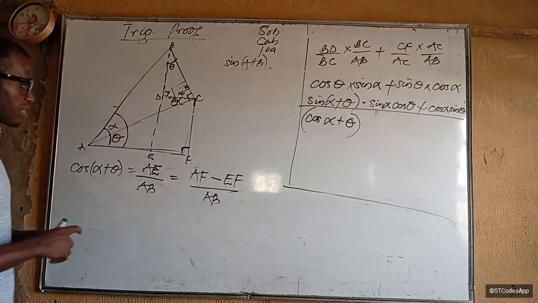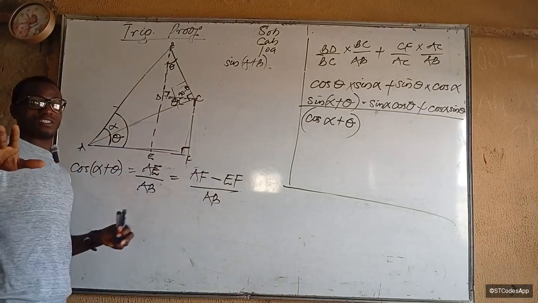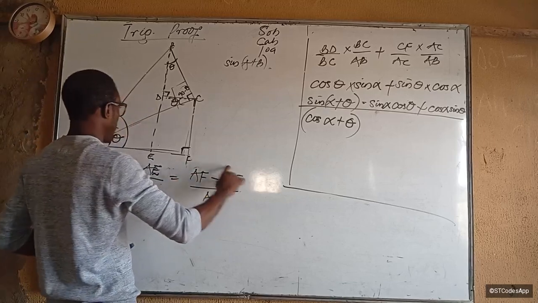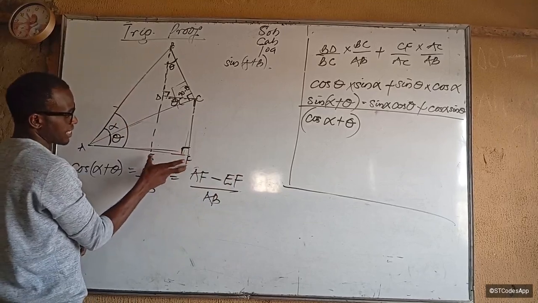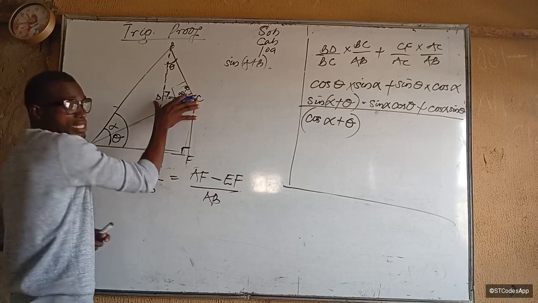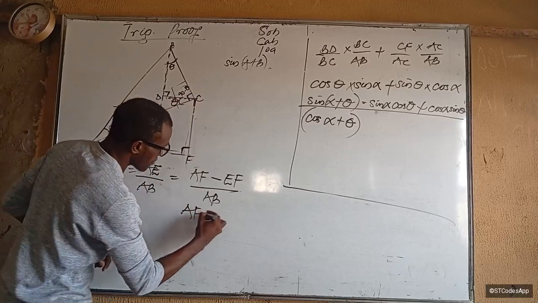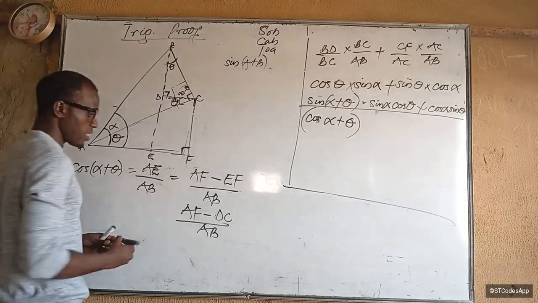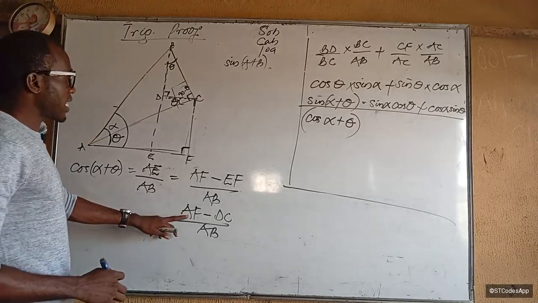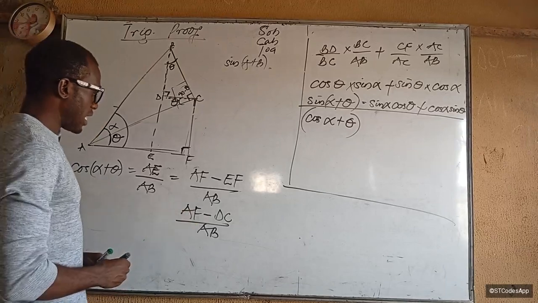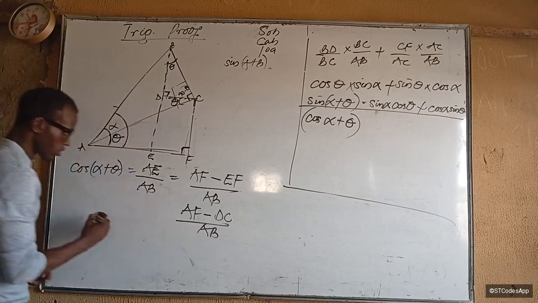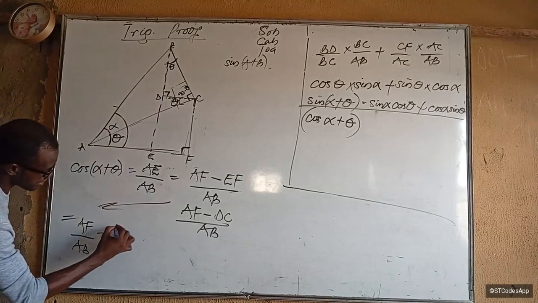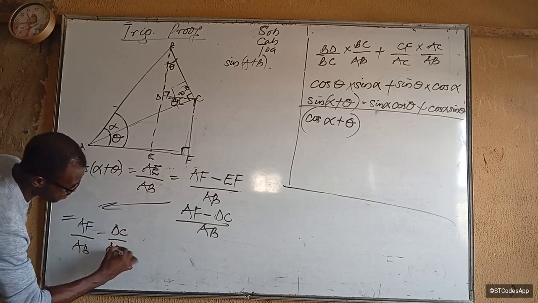Okay, so we're going to do the same manipulation, the same way we did for AE. You can pause the video and complete it yourself. So EF here is this side. We know that this side, if you bring it up, it corresponds to DC here, right? So it means that we have AF minus DC over AB. Is this clear? Now, we can distribute the denominator such that this becomes AF over AB minus DC over AB.